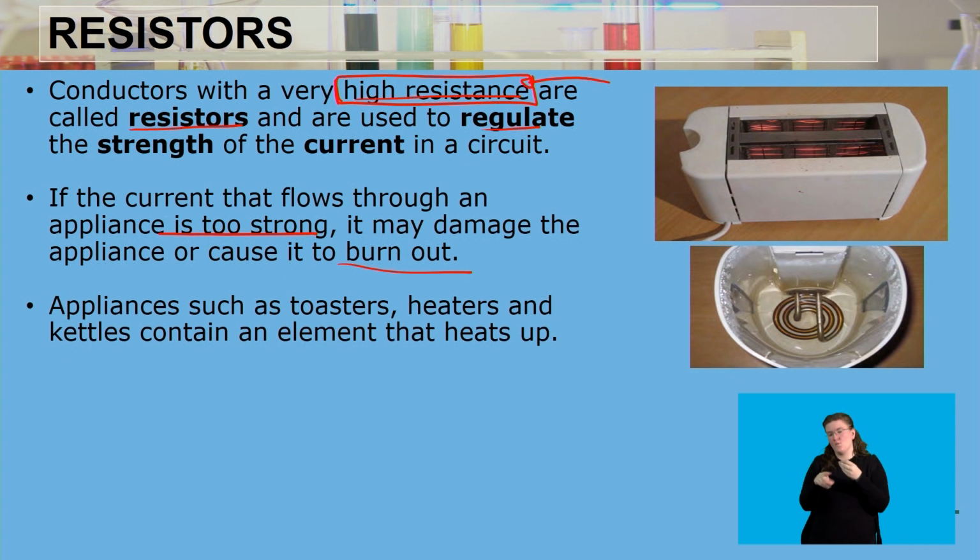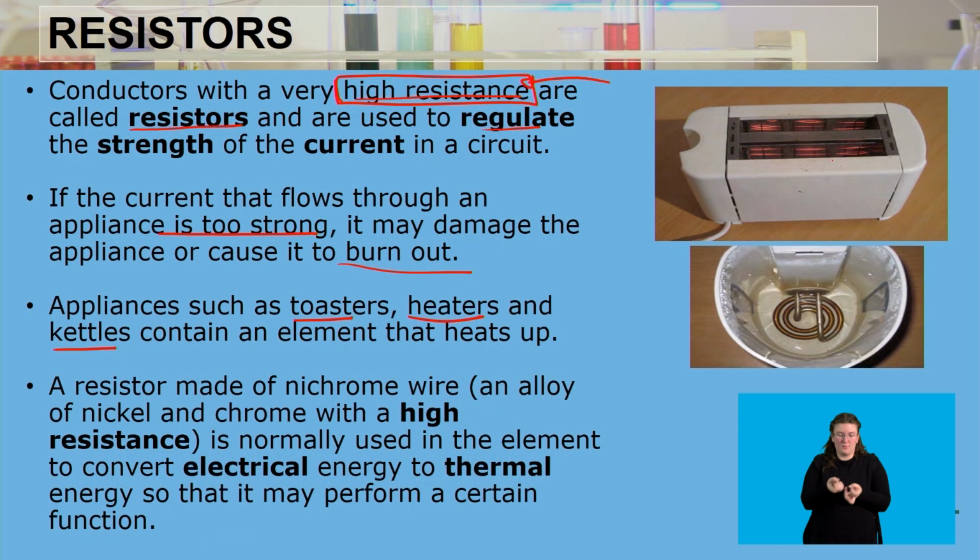Appliances such as toasters, heaters, and kettles contain an element that heats up. As we can see from this picture, the kettle has an element that heats up because of the resistance between the conductor and the current flowing through it. The same thing applies with the toaster. The conductor resists the flow of current as it wants to pass through, and that resistance causes heat, and in this case, even light on a toaster.